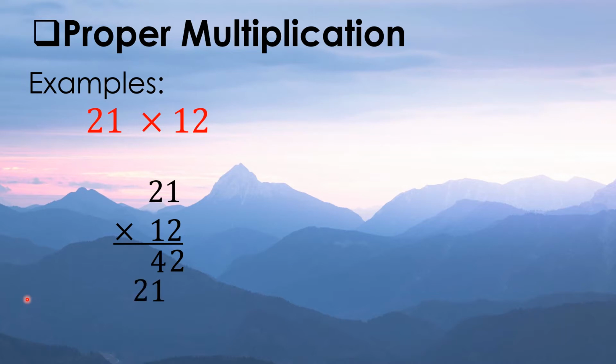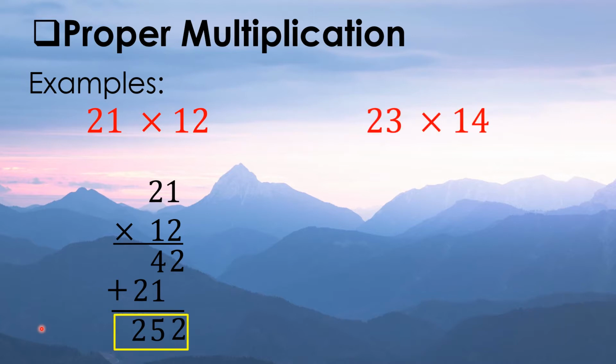Next, after nating multiply ang mga digits, let us now proceed in addition. So, since walang katapat ang 2 dito, we will just bring down 2 and then 4 plus 1 is 5 and bring down 2. Therefore, 21 times 12 is 252. Next is 23 times 14.